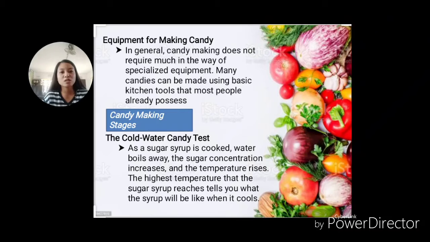Candy making stages. The water candy test. As the sugar syrup is cooked, water boils away. The sugar concentration increases and the temperature rises. The highest temperature that the sugar syrup reaches tells you what the syrup will be like when it cools.